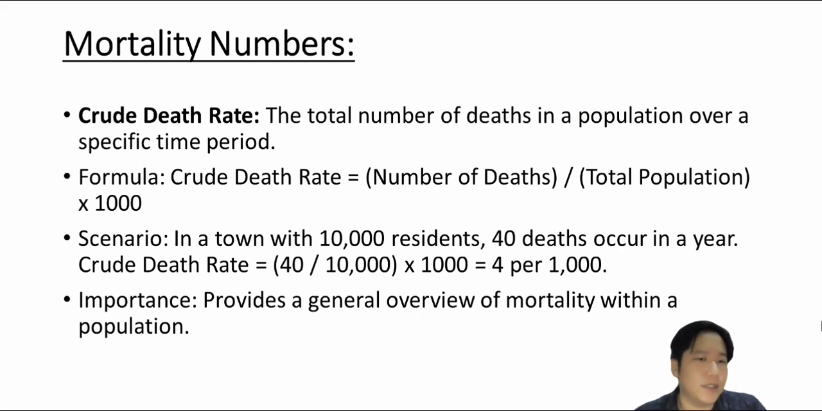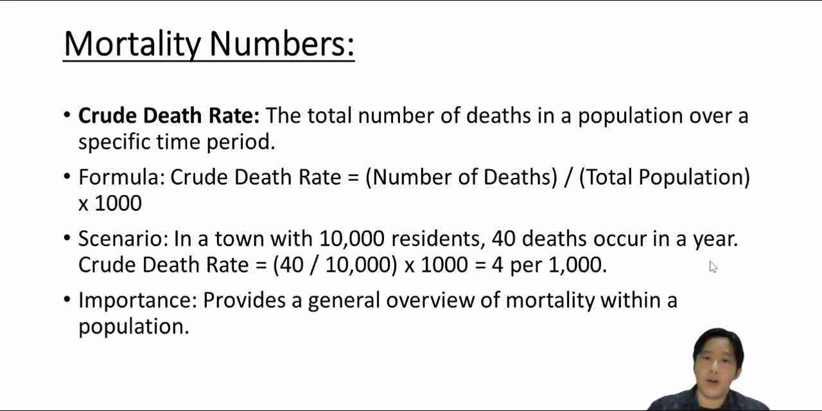I will give an example. In a town with 10,000 residents here, 40 deaths occur in a year. So what is the crude death rate? The crude death rate can be calculated, and we find the result is 4 per 1000. The importance: it provides a general overview of mortality within a population. It is very straightforward, right?